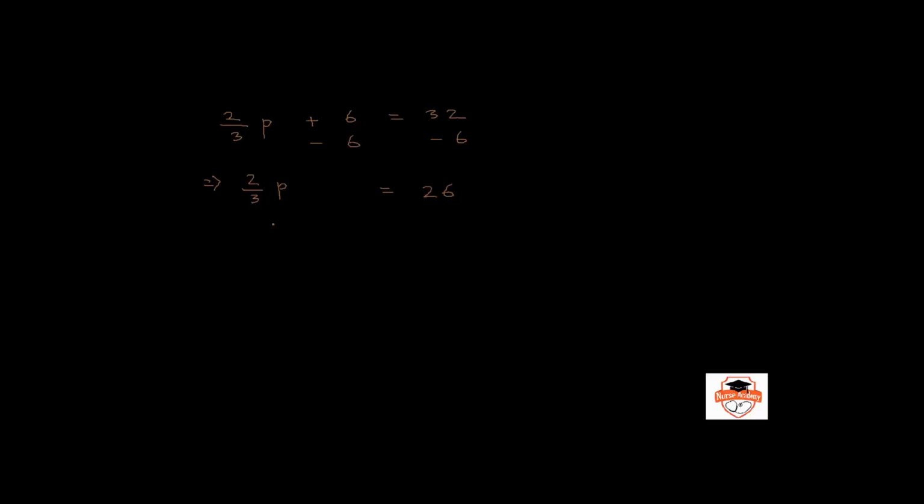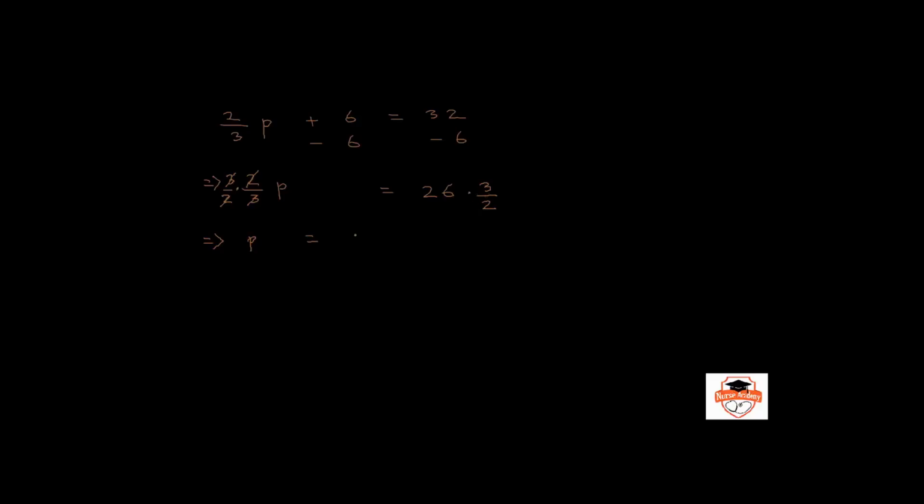Now we need p. We have a 2/3 p. So what can we do? We can simply multiply both sides of this equation by a 3 on the top so that it cancels with the 3 on the bottom, and a 2 on the bottom so that it cancels with the 2 on the top, or 3 over 2. And if you do that, don't forget to multiply the other side by 3 over 2 as well. So this becomes, cancel the 3 with the 3, 2 with the 2, you have a 1. 1p or p is equal to 26 times 3 over 2.